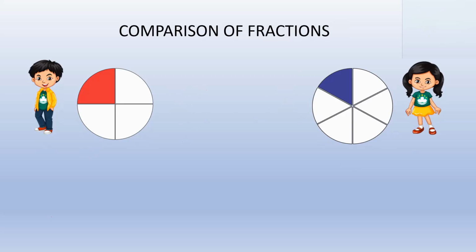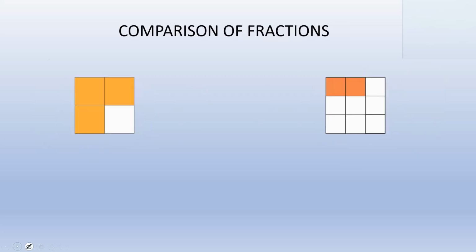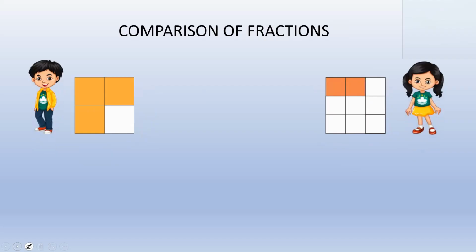Now, let's look at the third type. In this type, both Arav and Arna are asked to draw squares of the same length and breadth, the same dimension. Now, clearly, Arav colors 3/4 of the square and Arna colors 2/9 of the square. Over here, neither the numerators are the same nor the denominators are the same. So what can we do? How do we find who colors more?